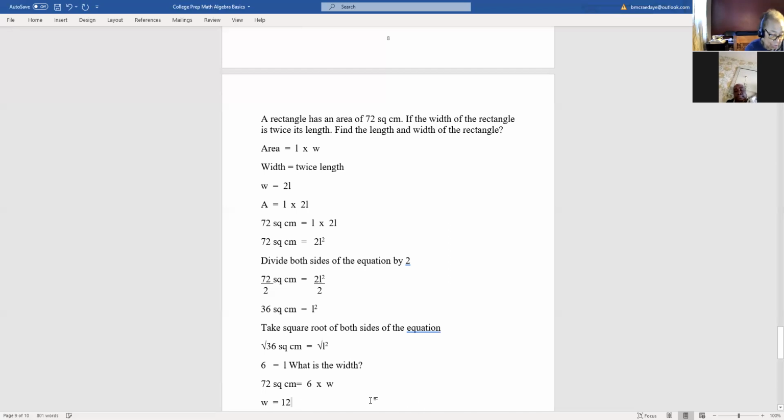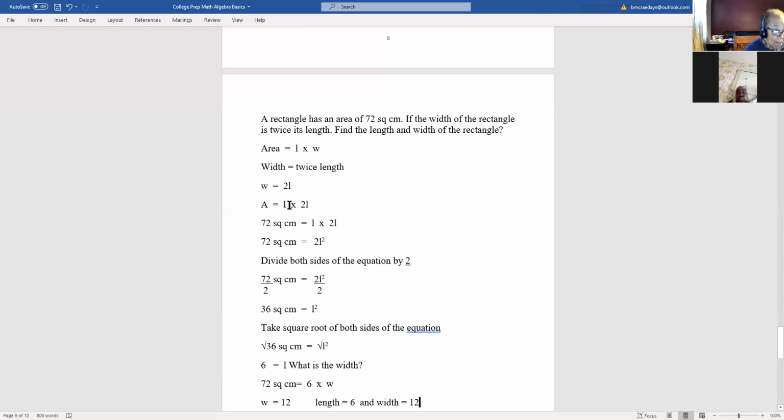So let's put our dimensions here. Length equals 6 and width equals 12. Now, notice you had to know the area formula for a rectangle, length times the width. You were given the area and the width in terms of length, which means you can get it down to one unknown because with the width equal to 2L, we could put in 2L for the width.